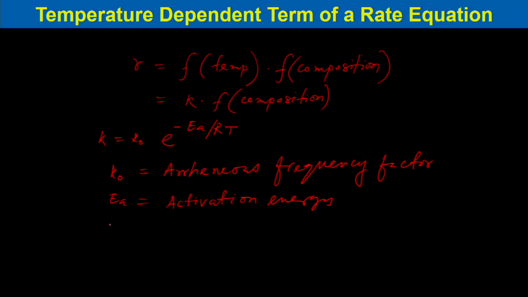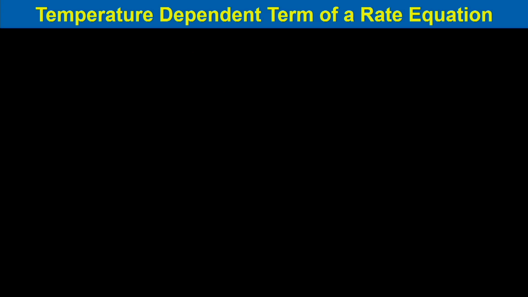R is the universal gas constant and T is the temperature. Now, if we take the logarithm of this relation, that is, k = k0 e^(-Ea/RT).